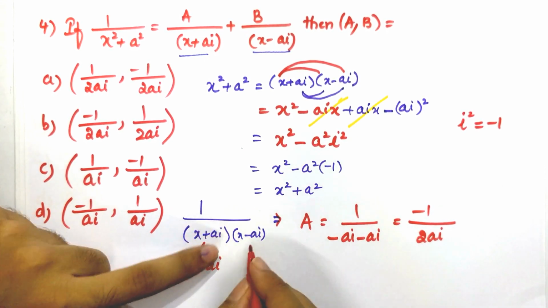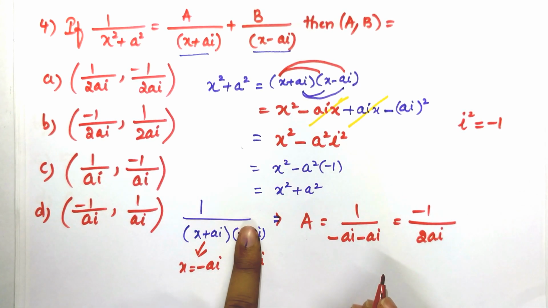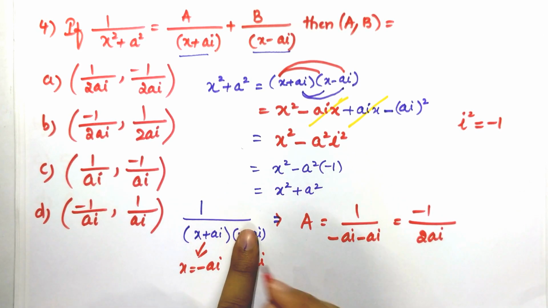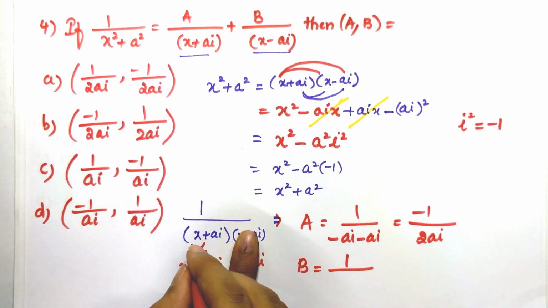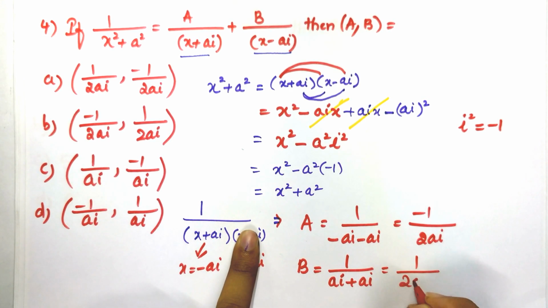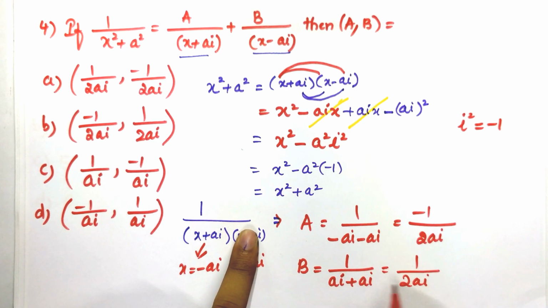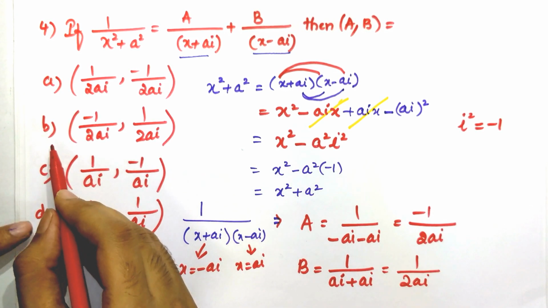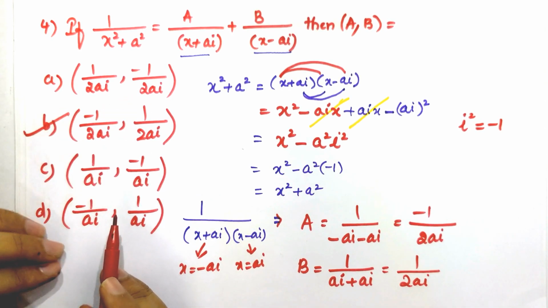Directly we got it. Now from this, x is equal to plus ai. So hide this term and substitute the value of x in the rest of it. So b, the second value, would be 1 by, here x would be replaced by ai, plus ai. So ai plus ai is 1 by 2ai. So the value of a is minus 1 by 2ai and the value of b is 1 by 2ai. So option B is correct: minus 1 by 2ai, 1 by 2ai. Okay.